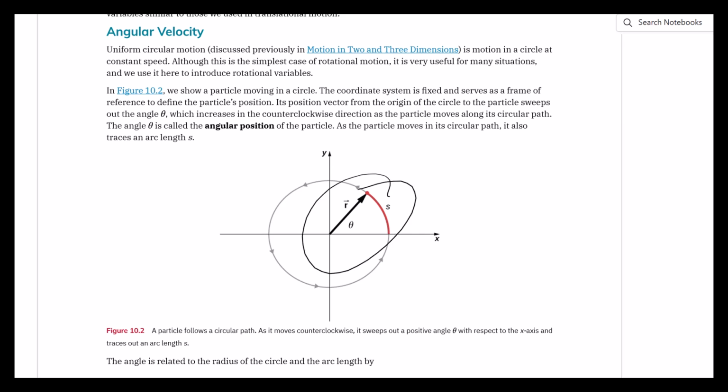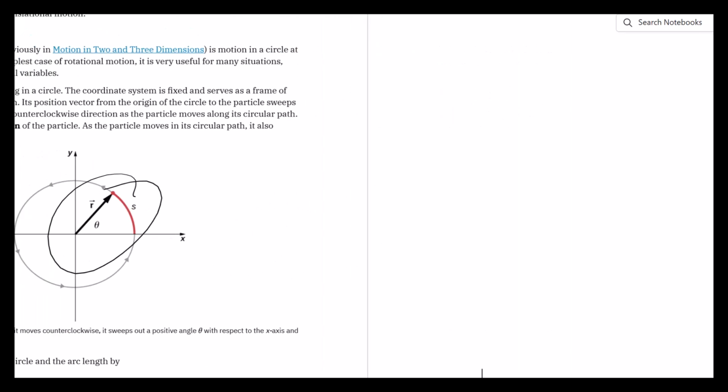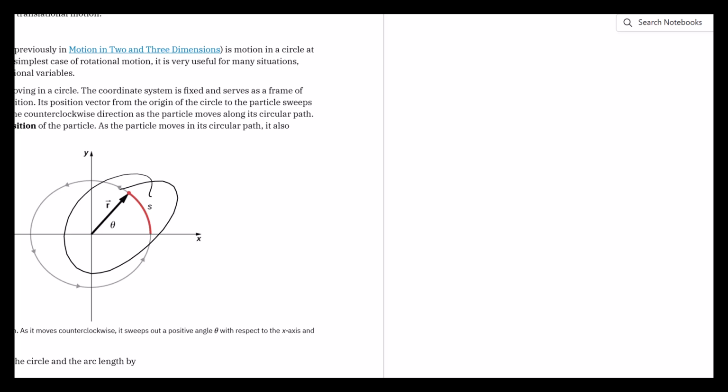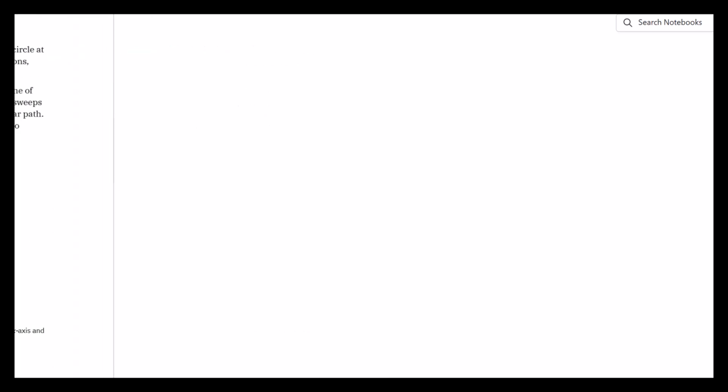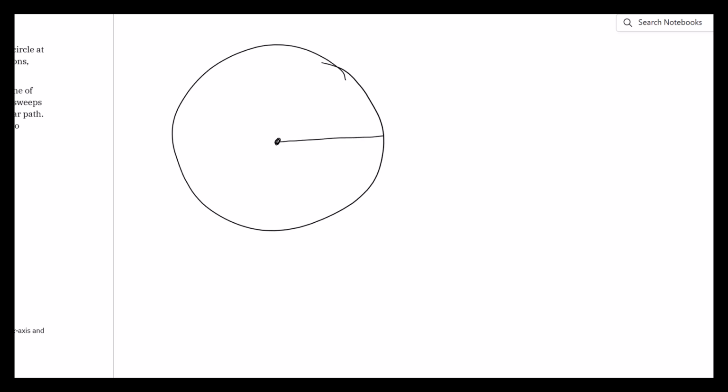Forget that angular velocity word for a second. Basically, if you have a circle, this is critical: you may be aware that there's the radius, and if you go all the way around, the circumference is 2 pi r, right? And that's why we define 360 degrees as 2 pi radians.